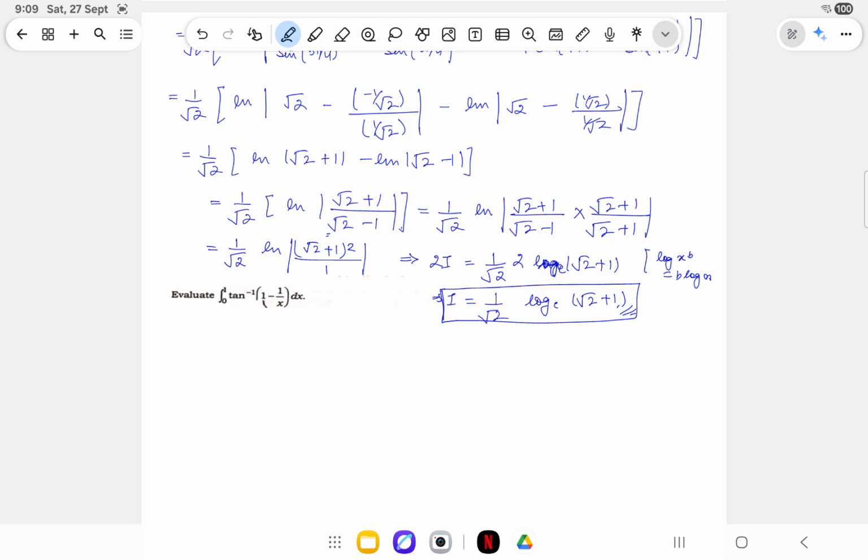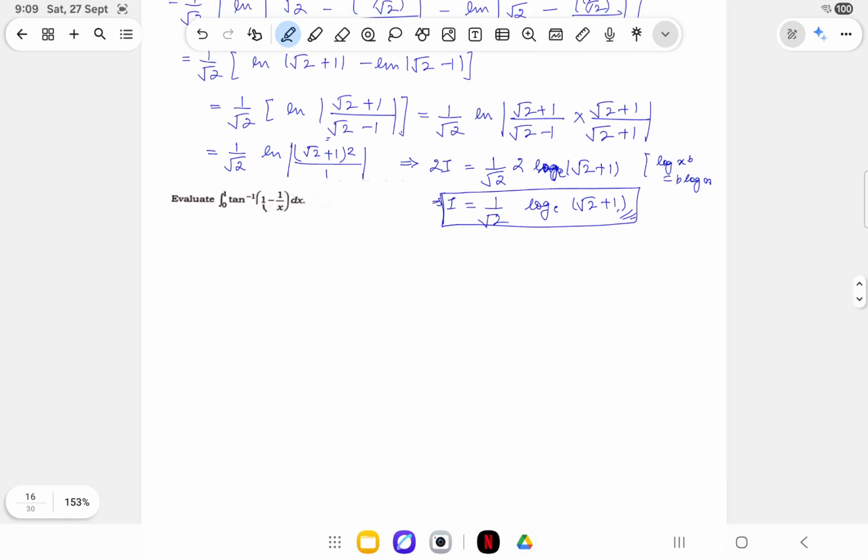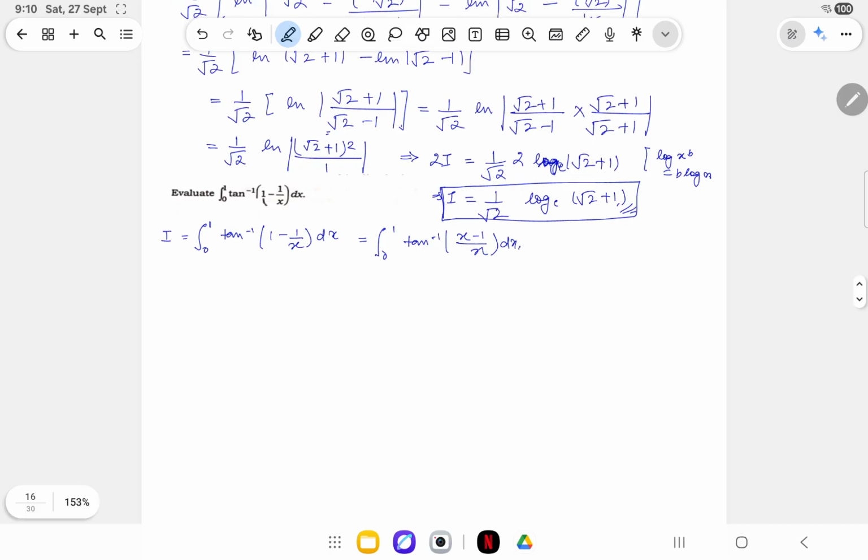The next question says that they have given us an integration and we're supposed to find its value. So let's name the integration as I again. It is equal to the integration from 0 to 1 of tan inverse (1 minus 1 by x) dx. If I simplify it a bit, it will be equal to 0 to 1 tan inverse ((x minus 1) by x) dx.